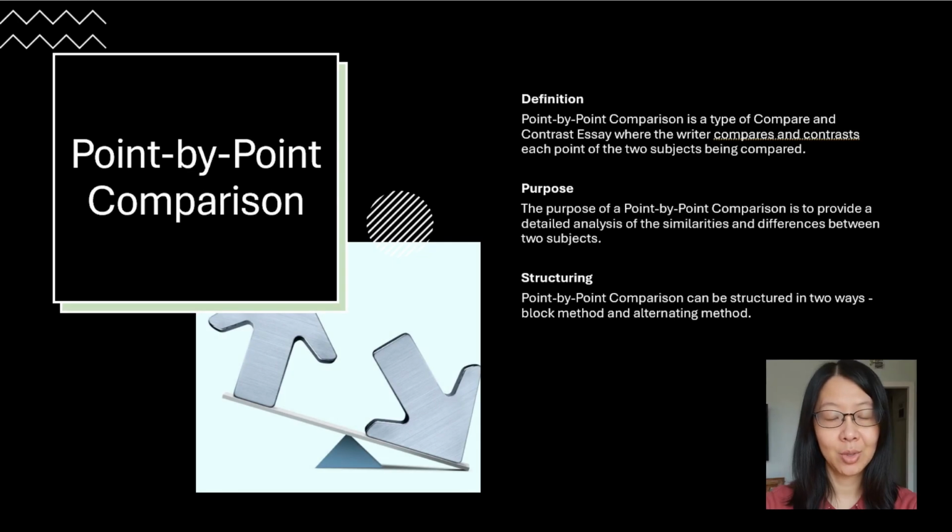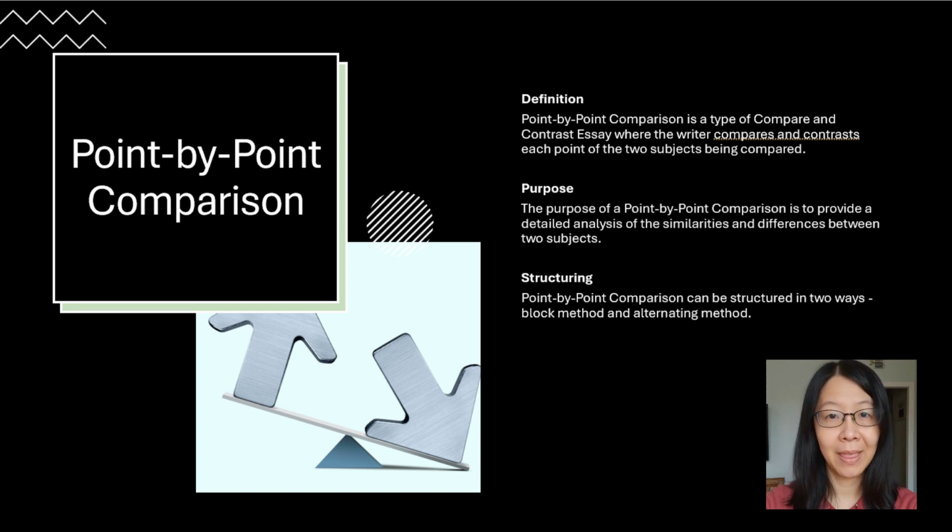Point by point is a structured way to analyze two subjects by comparing and contrasting them based on specific attributes, tackling one point at a time. For instance, if we consider two modes of transportation, the first point of discussion might revolve around costs. You could evaluate what it costs to take public transportation versus owning and maintaining a vehicle. Then, moving to the next point, you might address convenience, highlighting how public transit schedules might limit travel flexibility compared to the freedom of driving.